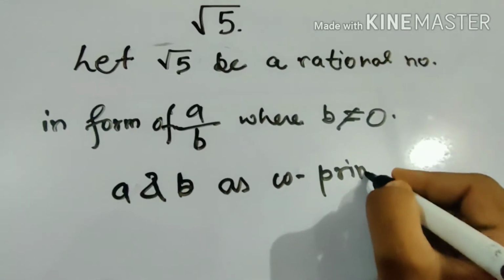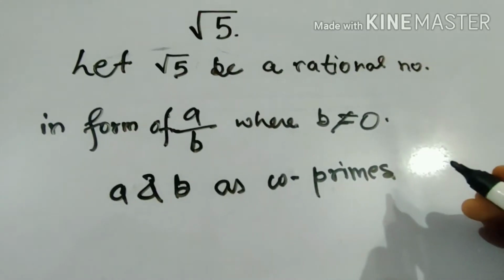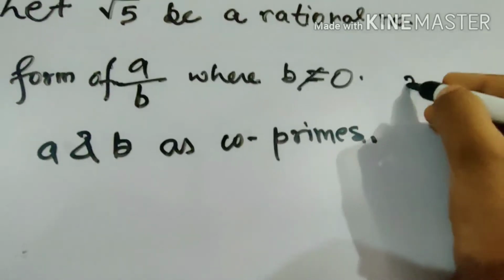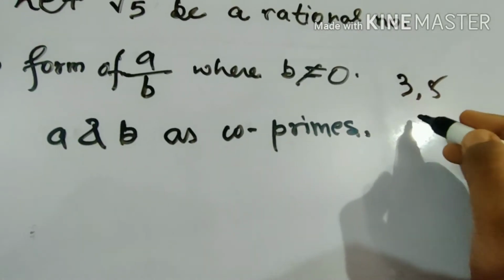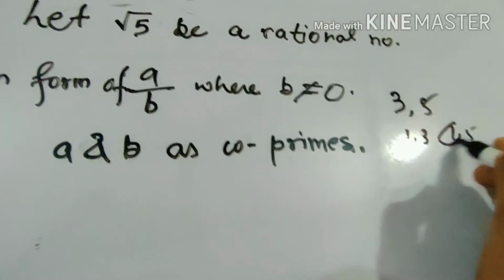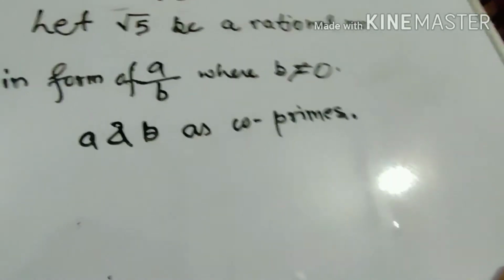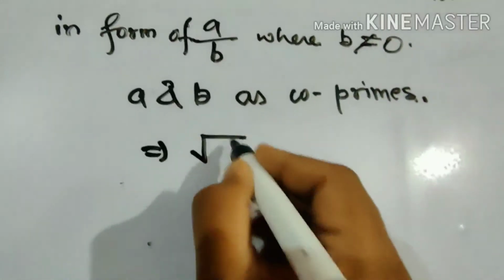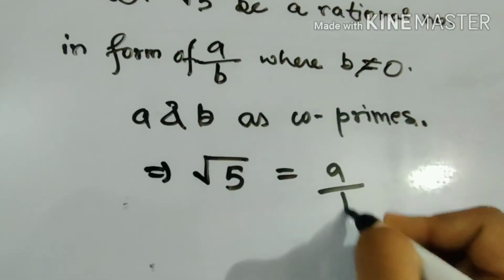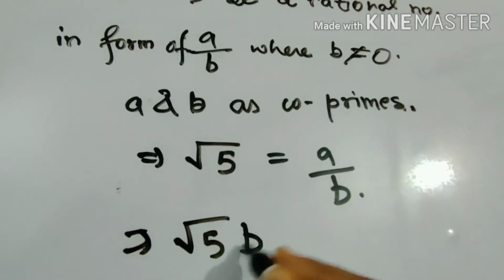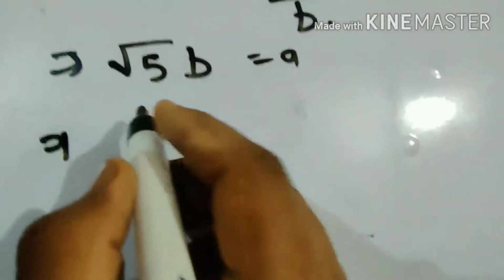Co-primes are those pairs of numbers which do not have a common factor other than 1. Like 3 and 5, they have factors 1 and 3, 1 and 5. The common factor is 1, so they both are co-prime. So now we'll take the form we have assumed, root 5 equals a by b, and we'll cross multiply. It will be root 5 b equals a. We'll square both sides.